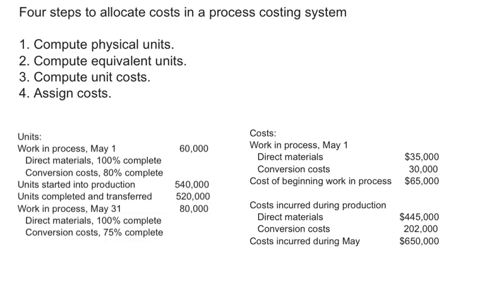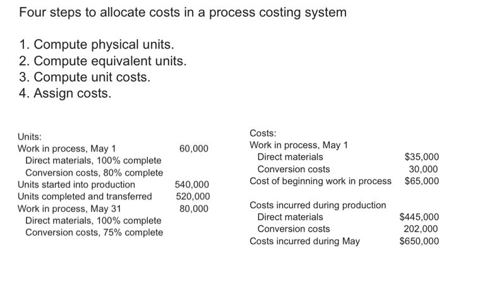Let's demonstrate how to use the 4 steps to allocate costs in a process costing system. The 4 steps are listed for us. The first thing we're going to need to do is compute physical units. The next thing is to compute equivalent units. The third is to compute unit costs. And then the fourth is to assign costs.